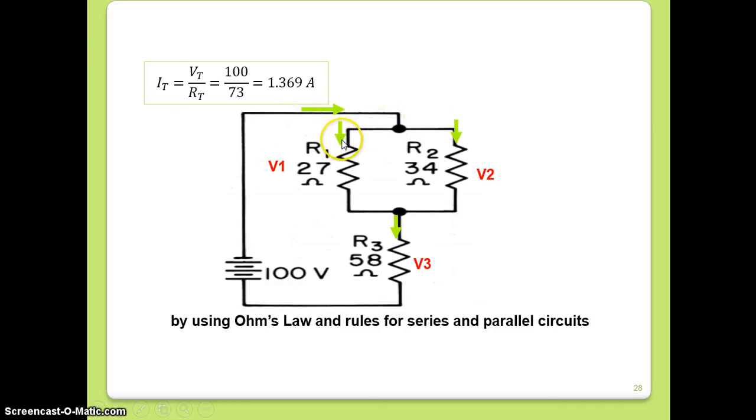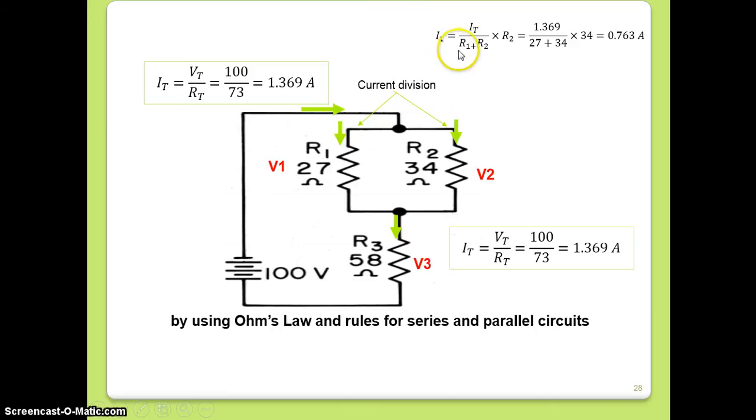Now, how do we calculate the branch currents? Don't forget that these R1 and R2 are connected in parallel, and if you remember, the current divides, and we can use the current division rule to find out the value of the individual branch currents. So let us find out the individual branch currents by the current division rule. So if you want to calculate I1, the equation is I total over R1 plus R2. Don't forget, multiply with R2, the second branch. Substituting the values, this current will be equal to 0.763 ampere.